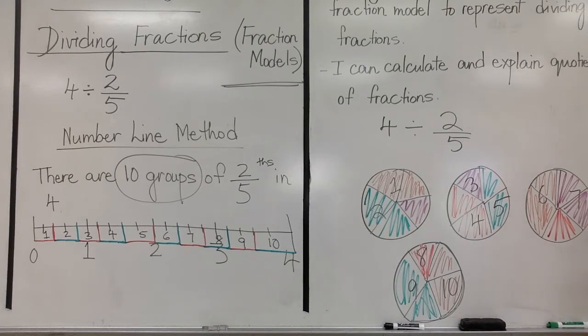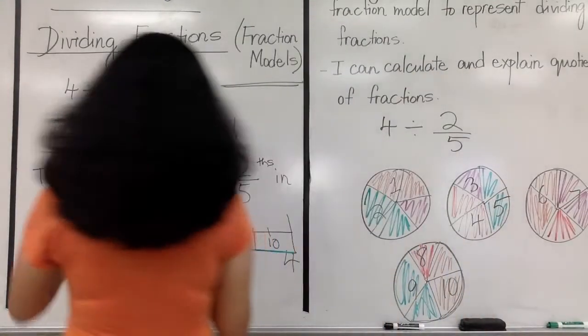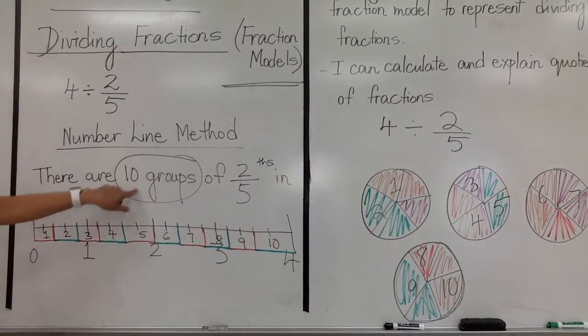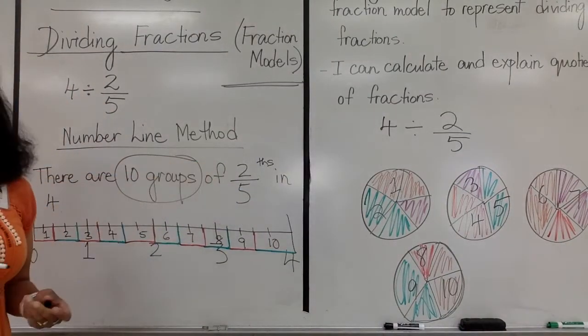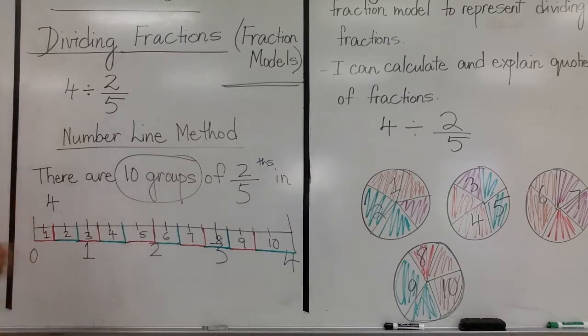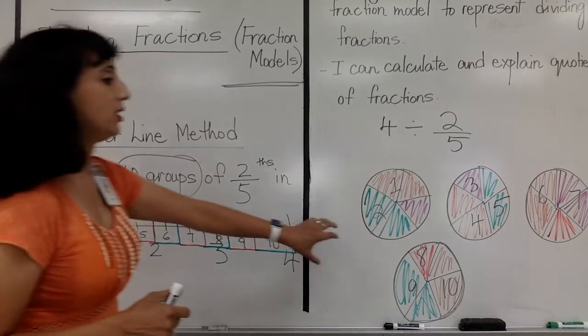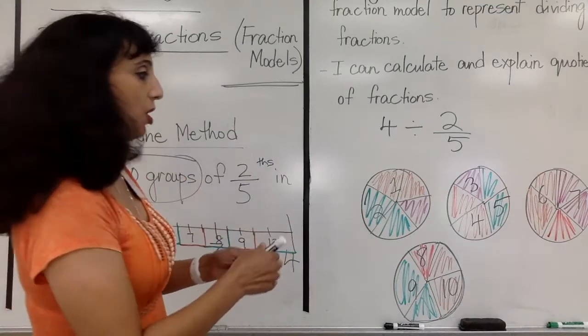of 2/5 in 4. So same thing, look, whether you do it this way or you do it that way, it's still the same thing. So 10 groups of 2/5 are in 4. All right, let's try another one and I will show you both methods. And if you choose to make a square or a rectangle to demonstrate this, you are welcome also.